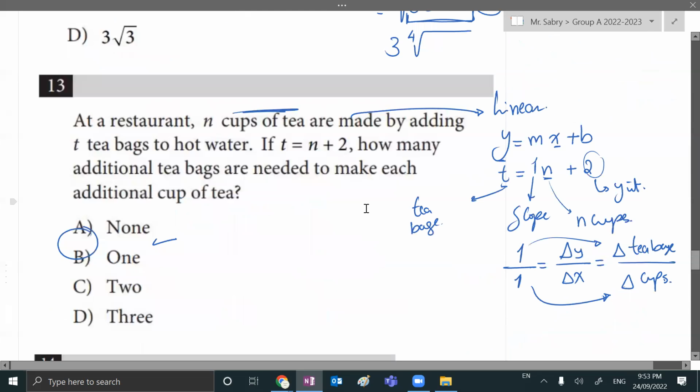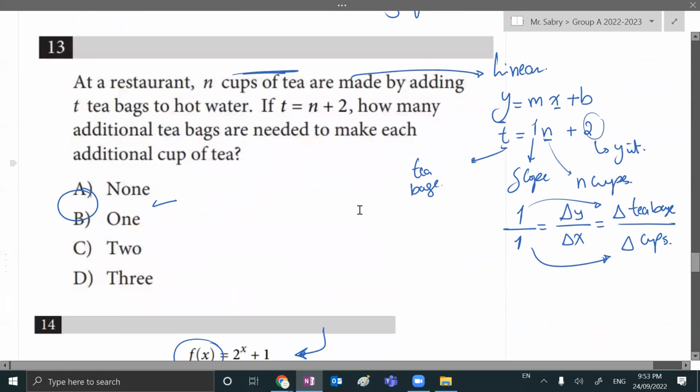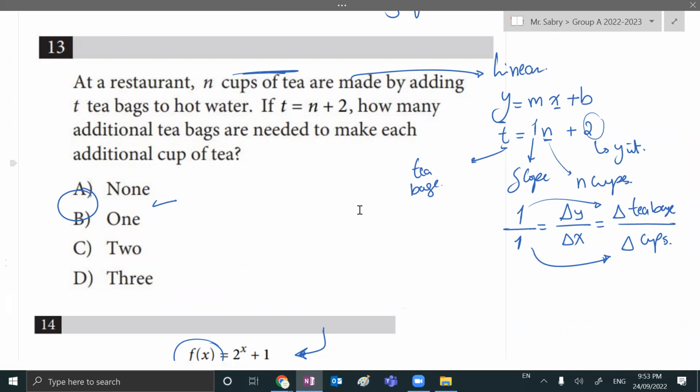Can you explain 13 please? Because I did not understand it. Okay. So I'm sorry, but it's fine anyway. So do you understand that the slope is mainly a rate of change, right? It's the change in y over the change in x. Does that make sense? Yes.